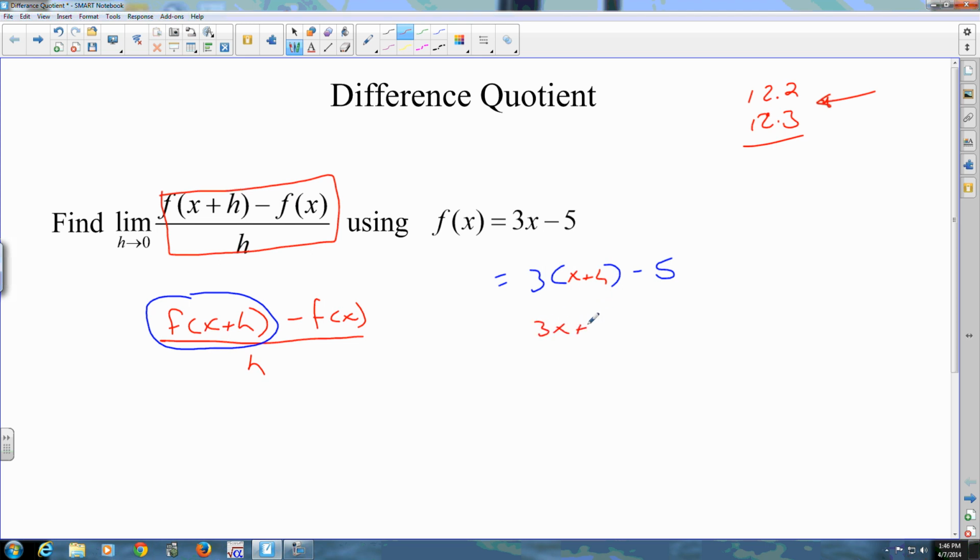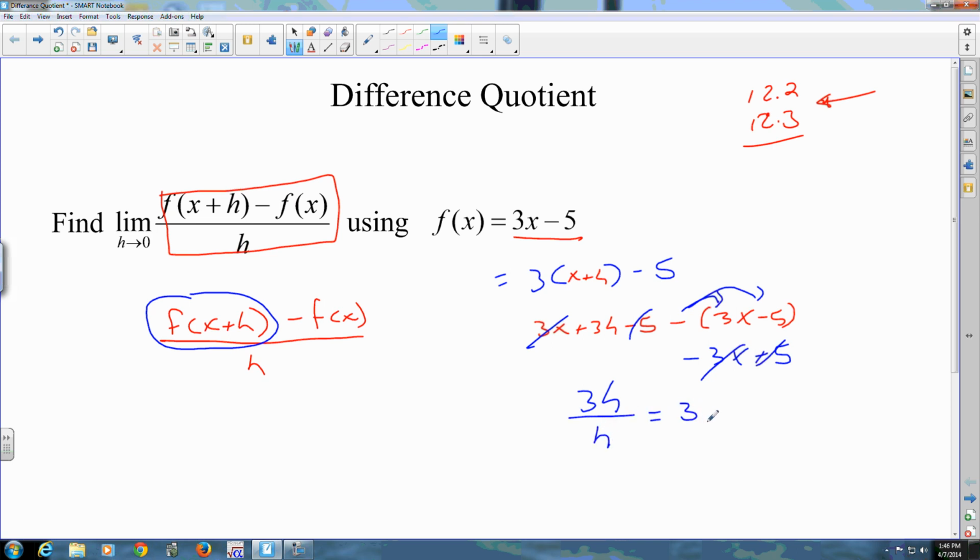So that's 3x plus 3h minus 5. That's f of x plus h. Now I need to subtract the original function. Here's the original function, and I'm going to subtract it. Be careful, because you're subtracting the whole thing, so this subtraction symbol is going to distribute into both pieces. So I have minus 3x plus 5. Now collect like terms. 3x minus 3x, minus 5 plus 5, you're left with 3h over h, your answer is 3.